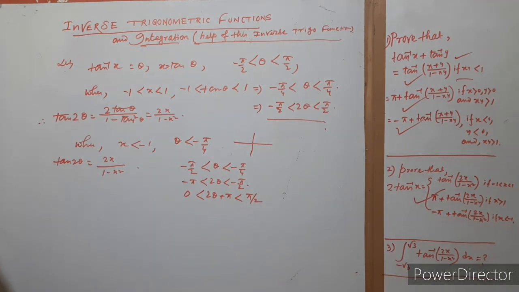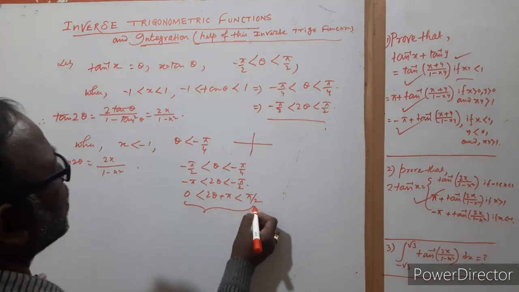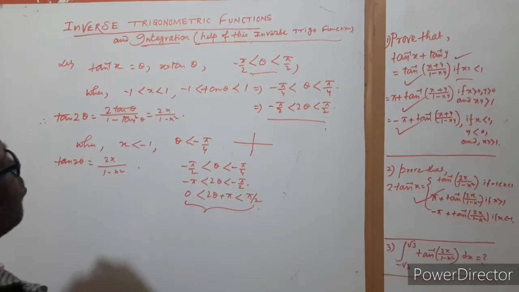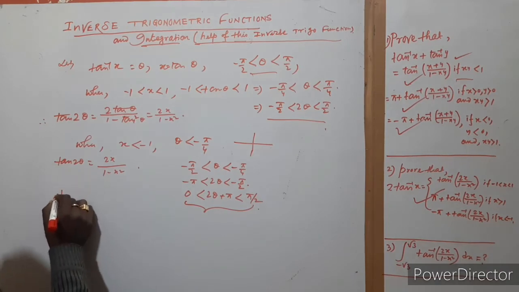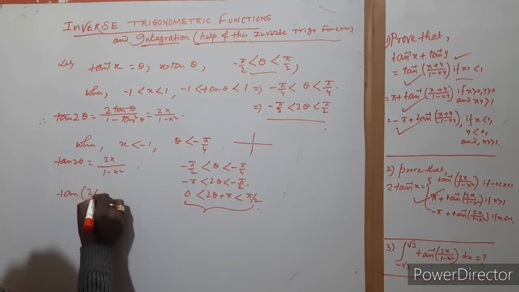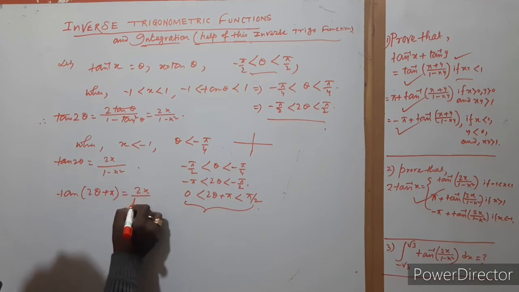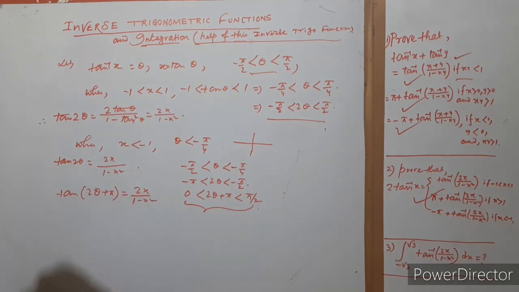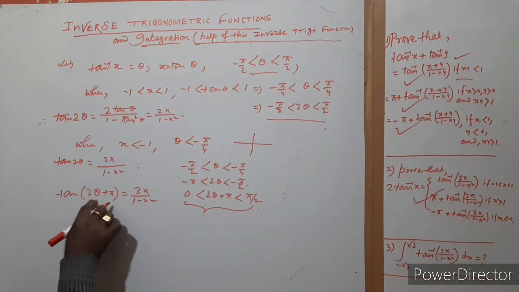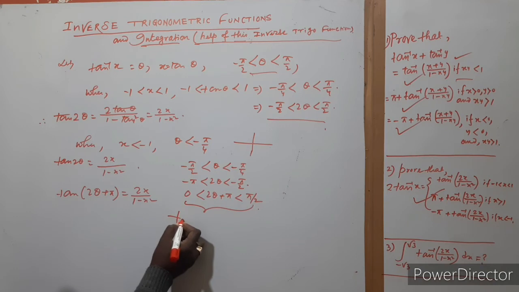See, this is a 0 to 90. So under this domain, so now replace in that case 2 theta plus pi. That is twice x by 1 minus x square. But it is right or not? It is right. It is 2 pi plus theta.